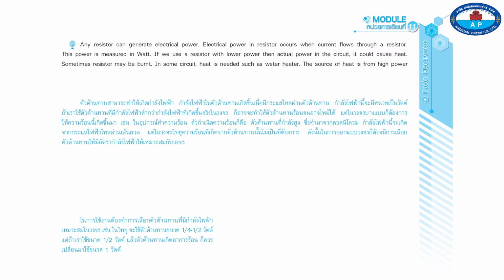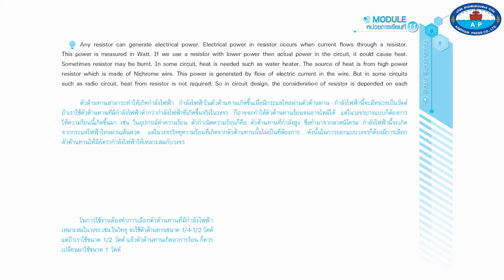In some circuits, heat is needed, such as a water heater. The source of heat is a high-power resistor, which is made of nichrome wire. This power is generated by the flow of electric current in the wire. But in some circuits, such as a radio circuit, heat from a resistor is not required. So in circuit design, the consideration of resistor is dependent on each application.